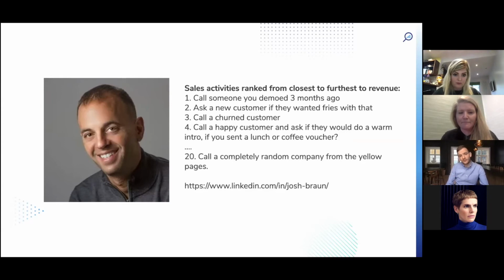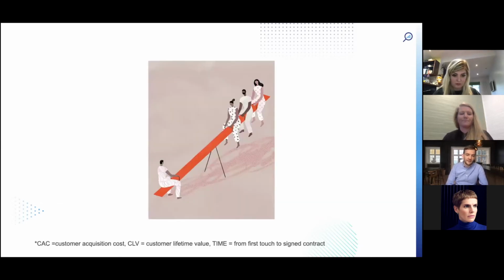So this is one of the reasons why you want to have great data within your CRM, so that you can easily pull these out and find the customers that are most relevant. Another thing is that not all customers are created equal. Some customers are much better than others. I like to look at 3 things. I'm a bit like Brian, I guess. I look at the customer acquisition cost, I look at customer lifetime value, and I look at time.